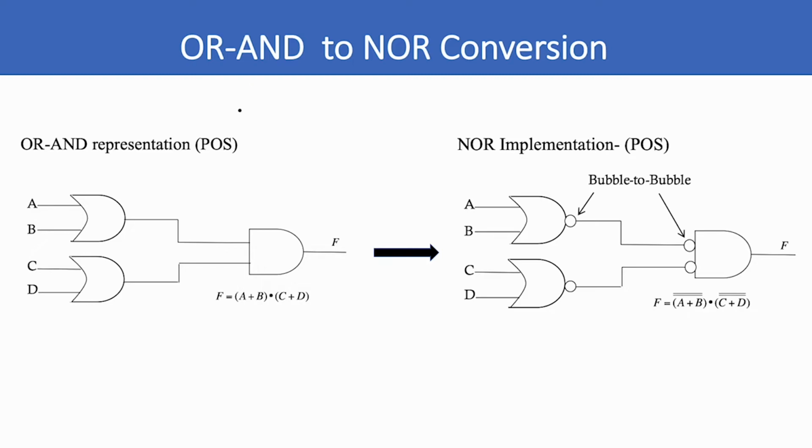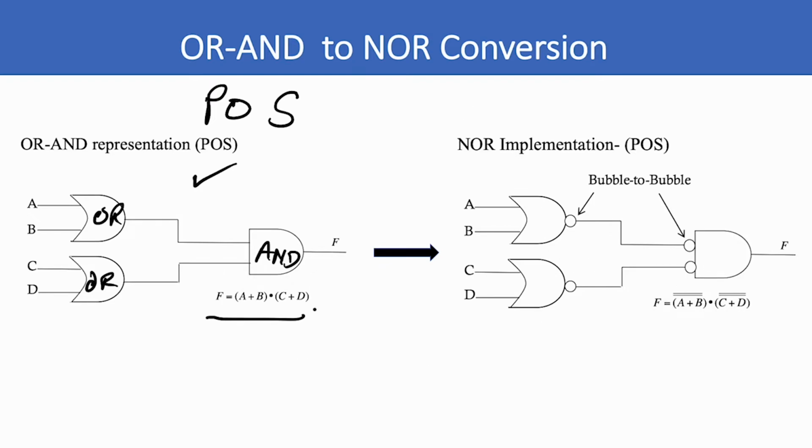How do we do it for a POS form, or product of sums? Well, here we have an OR gate, and we have an AND. And this is the Boolean expression right here. So for a POS form, how do we implement this particular POS using NOR logic?